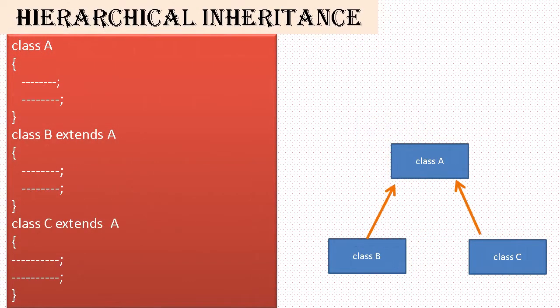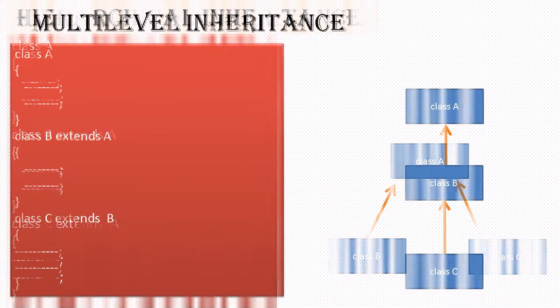Next is hierarchical inheritance. When there is more than one derived class which inherits properties from a single base class. As you can see in this diagram, class A is inherited by two derived classes, class B and class C. So this type of inheritance is known as hierarchical inheritance.